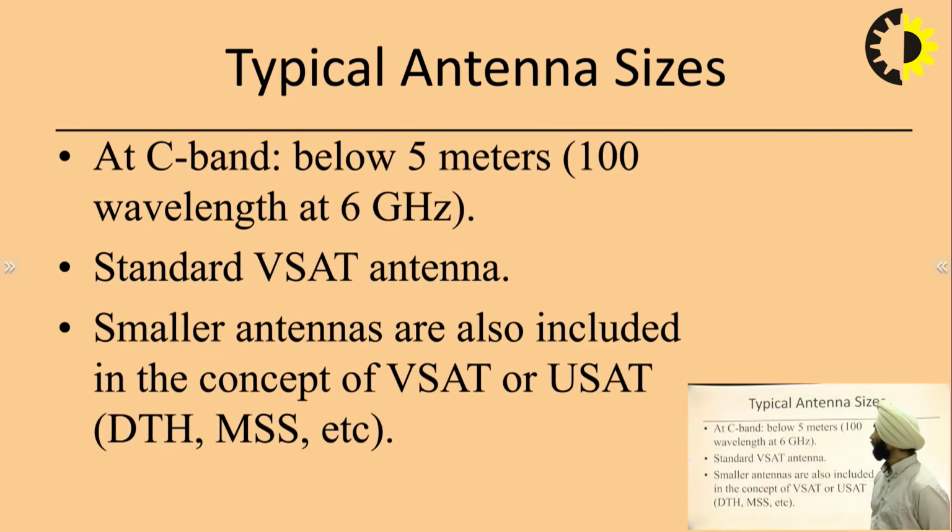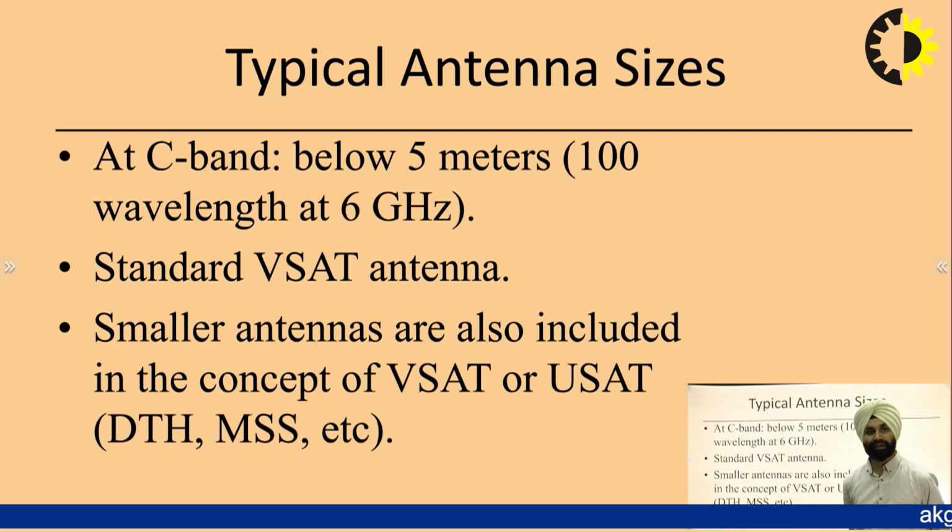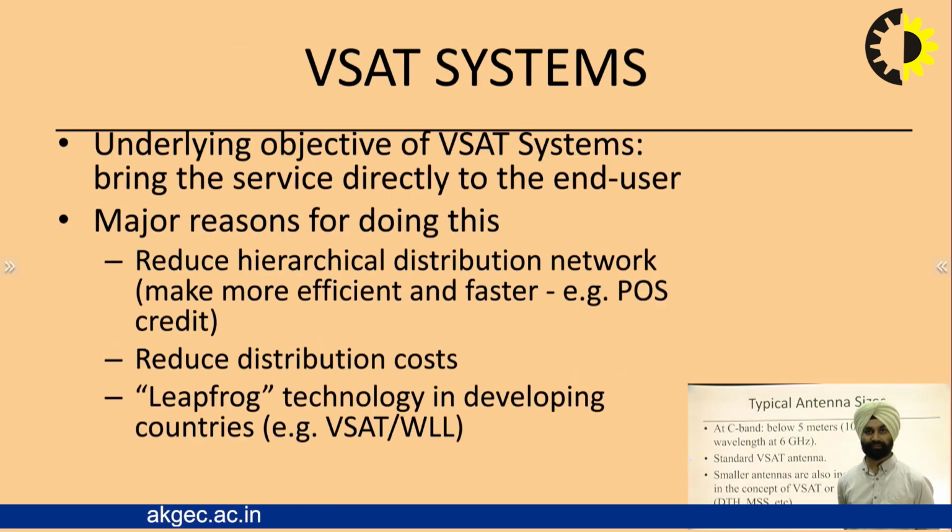So small antennas are typically for the C band and higher frequencies, with antenna sizes below about 500 centimeters or lesser. This is a standard VSAT antenna or small antenna. It is generally used for VSATs or USATs, mainly used for DTH and mobile service stations.